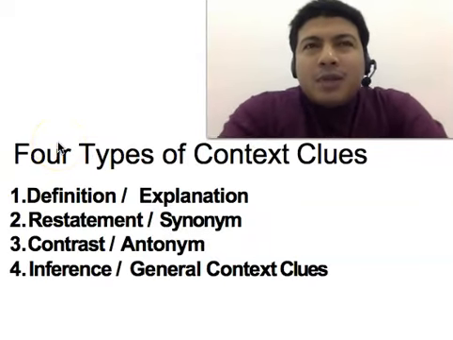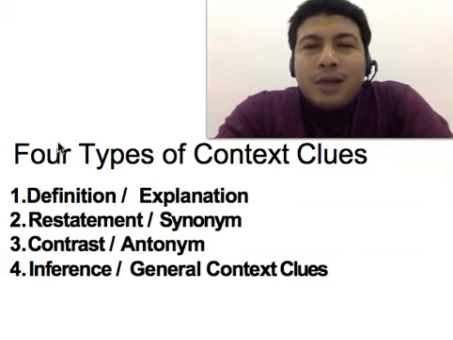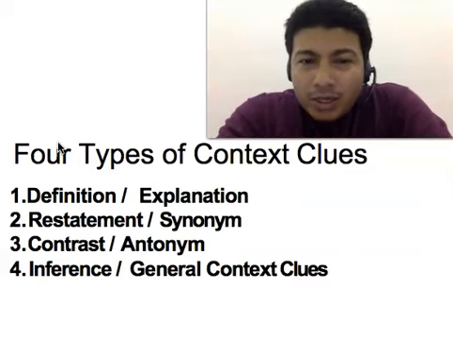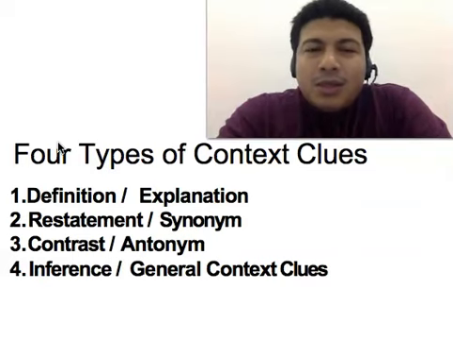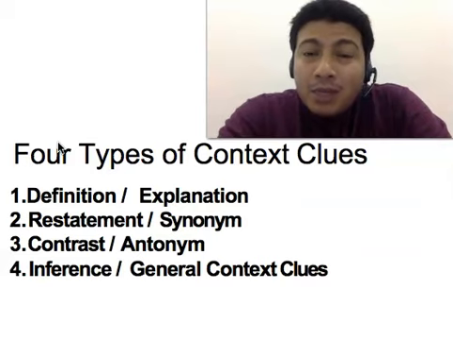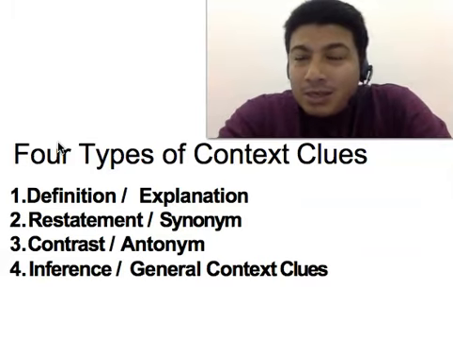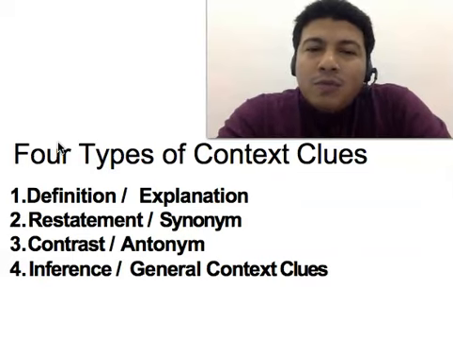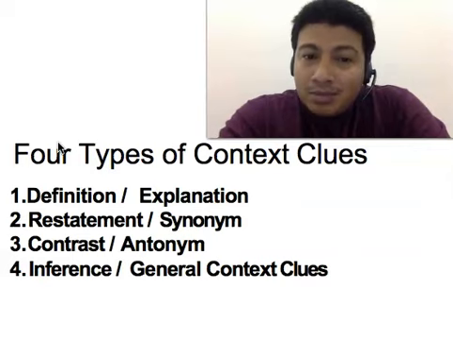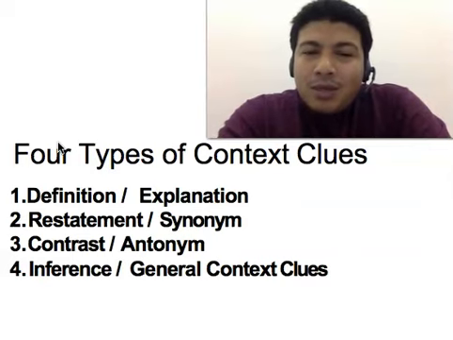So there are 4 ways that we can guess the meaning of a word. The easiest way would be just to look for the definition or the explanation of that word in the same sentence or in the same paragraph. The other way is to look for what we call the restatement or the synonym. And the third way is to look for the contrast or the antonym.